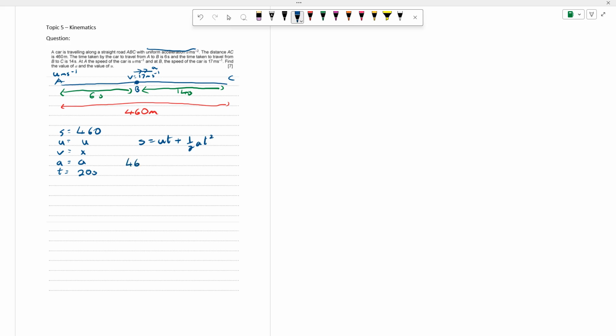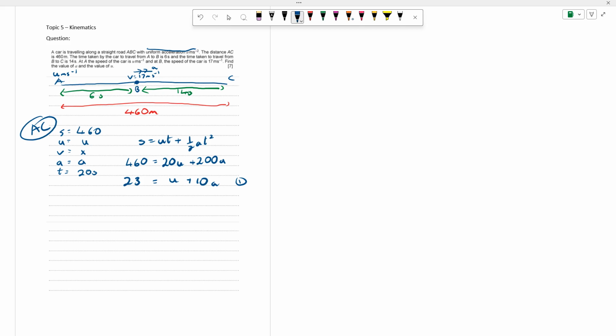So I've got 460 is 20u, and then a half of a times t squared is going to give me plus 200a. Okay, which I can simplify down a little bit to help me out here, but I could leave it as that as well. So 23 equals u plus 10a. I've divided them all by 20. Okay, look, I've got two unknowns, kind of as we expected. So this is from A to C. I looked at the whole thing.